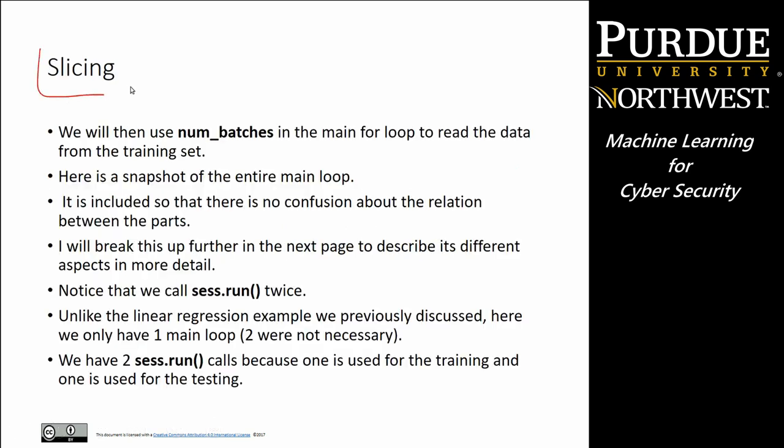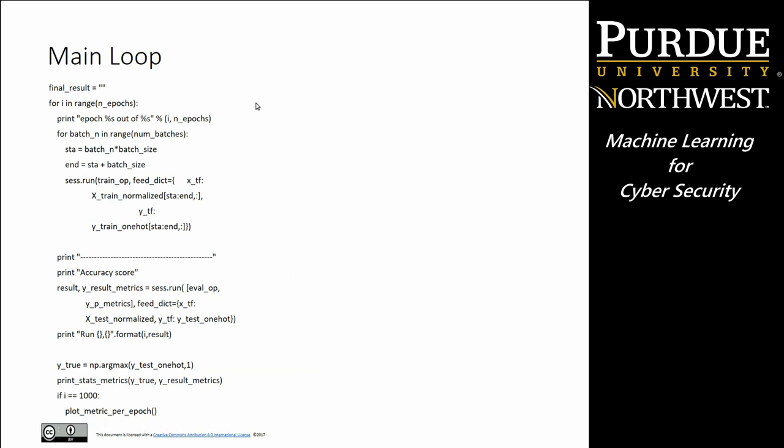Now, since you're going to do batch processing, you're also going to need to slice the data. So we're going to do a little bit of slicing once again. We're going to read the number of batches from the train set. Let's see the code. And this is basically the code. So now we have the number of epochs, we print out the current epoch, and this part here is where you read the data in batches.